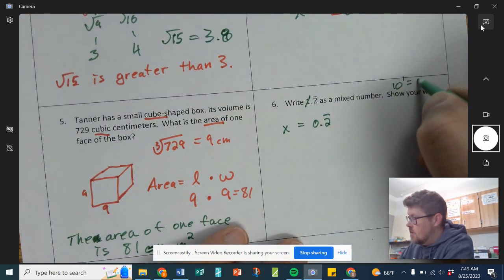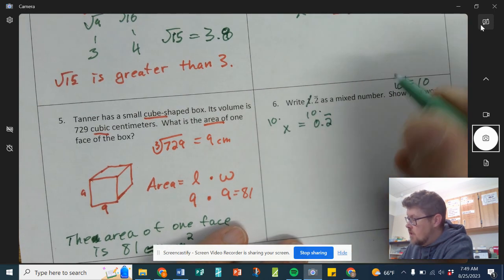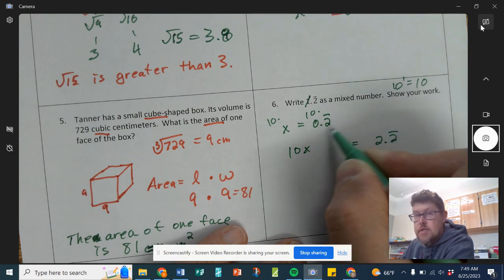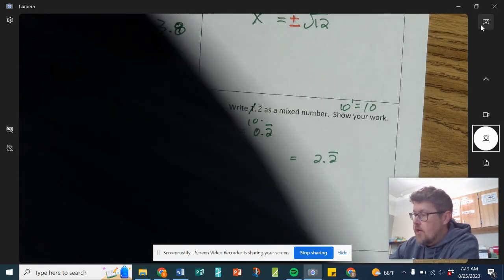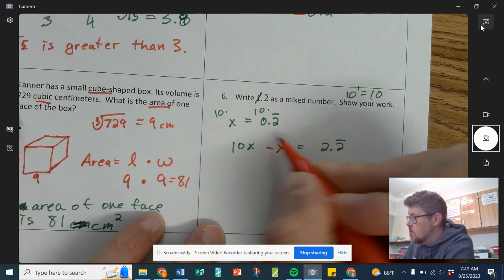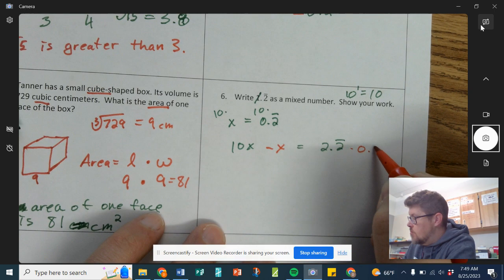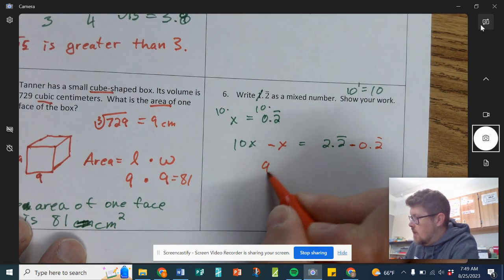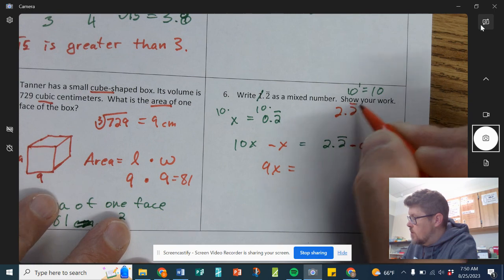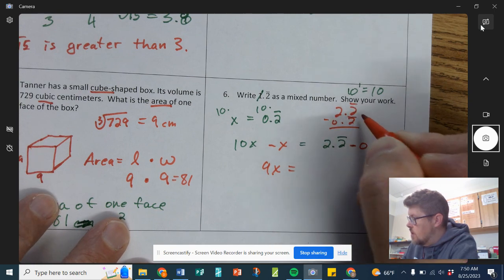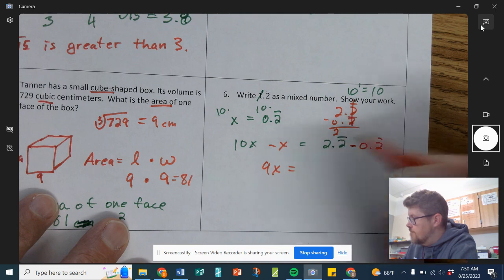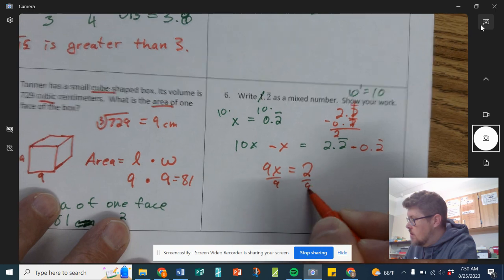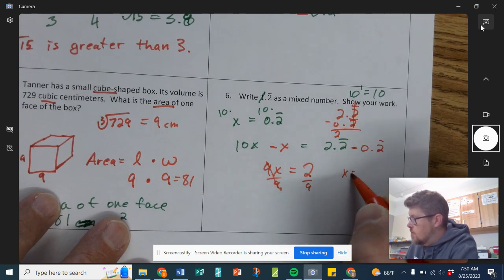10 to the power of 1 is 10. So we multiply by 10 on both sides. We get to 10x is equal to 2.2 repeating. Again, it just moves that decimal over. Now we've got to get rid of that repeating decimal. So we subtract x on the left, subtract 0.2 repeating on the right. Okay. 10x minus x is 9x, and then 2.2 repeating minus 0.2 repeating, those cancel, and we're left with 2. Okay, so 9x equals 2. We divide by 9. We end up with x equals 2/9.